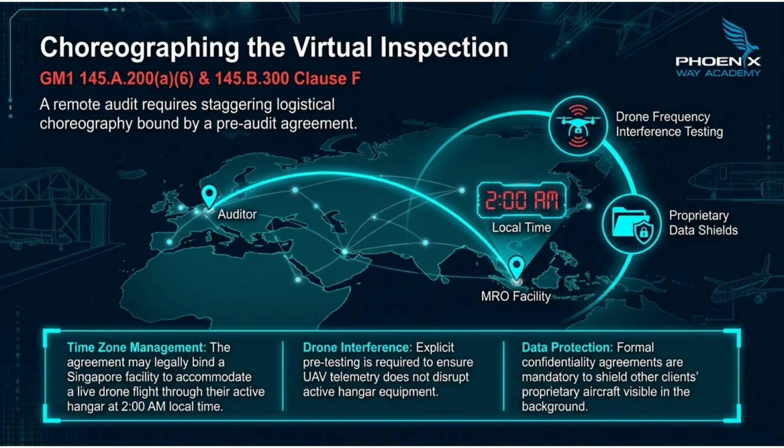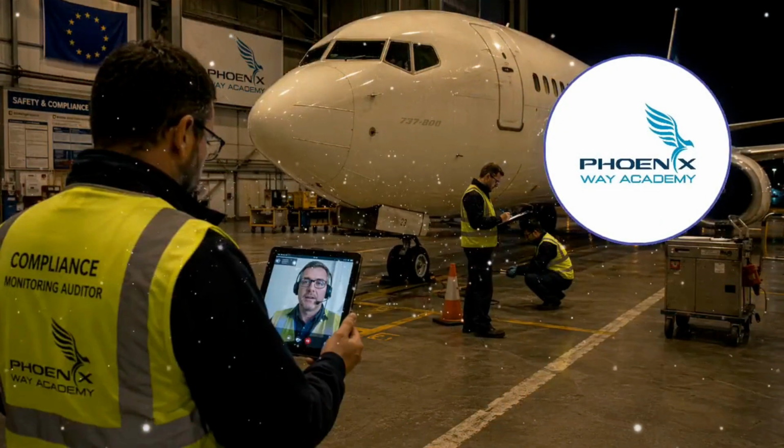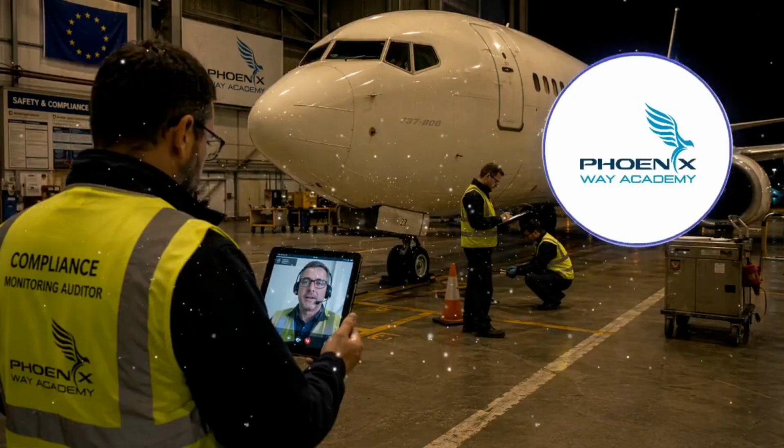Yeah. And speaking of drones, you don't just surprise a facility by flying a UAV into their airspace. That requires explicit pre-testing for signal interference with hangar equipment. And what about confidentiality? Like, a drone is flying around filming everything. Exactly. You need a formal agreement on how data of other clients' aircraft in the background will be protected. Right. And the hardware itself has to perform under pressure. Clause G covers the equipment standards.